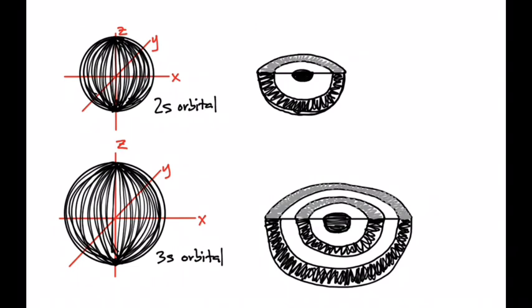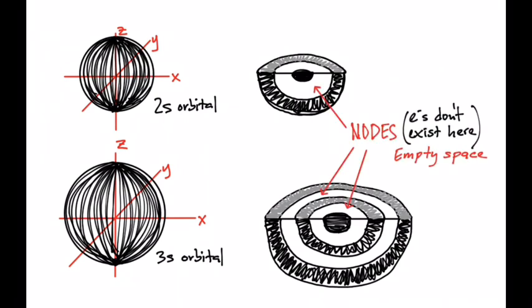So now if you cut a small cross section of these orbitals, this is what they would look like inside. If you have a 2s orbital, you have these shaded regions and unshaded regions. The shaded regions are where the electrons can be found, whereas the unshaded regions are what they call nodes. And inside the nodes, electrons don't exist.